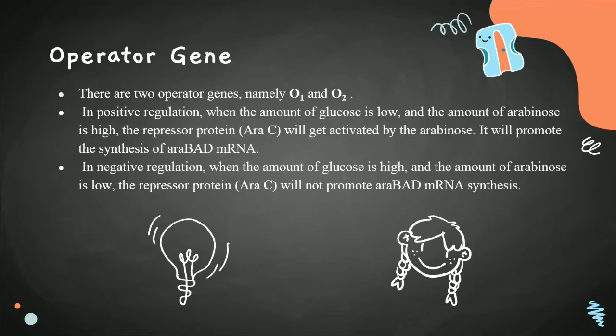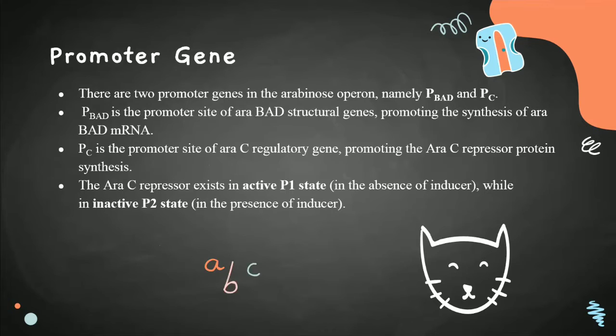Next is the operator gene. There are 2 operator sites, that is operator 1 site and operator 2 site. Both play a crucial role in the regulation of the arabinose operon. Next, promoter region. Again, there are two promoter regions. One promoter is for the araC gene, that is the regulatory gene, and one more promoter is for the structural genes, that is araB, araA, and araD. The AraC repressor can exist in two types: the active P1 state, which is found when there is absence of inducer, and the inactive P2 state, which is found in the presence of inducer.